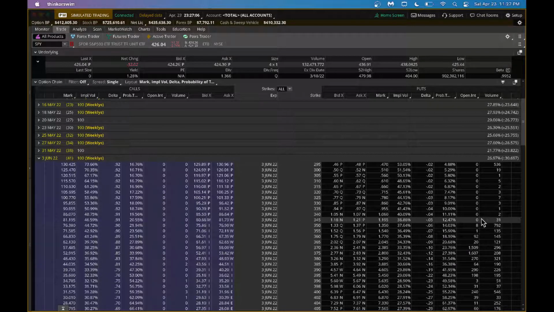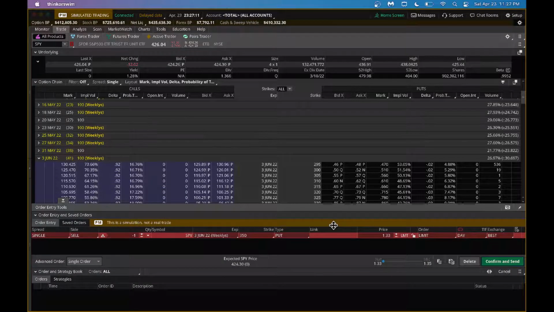There is good volume, as you can see here. 350 is good enough for us. We'll sell a put option right here. So you could sell a put option. You'll earn $133 if the SPY comes down to, say, your price of 350 by June 3rd.